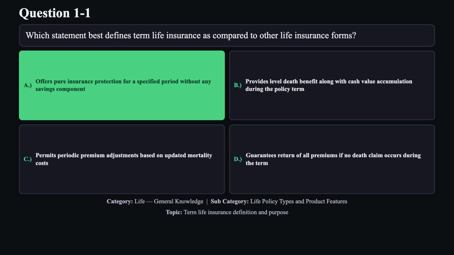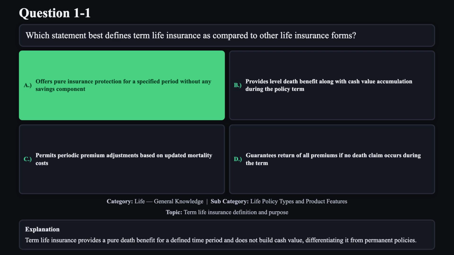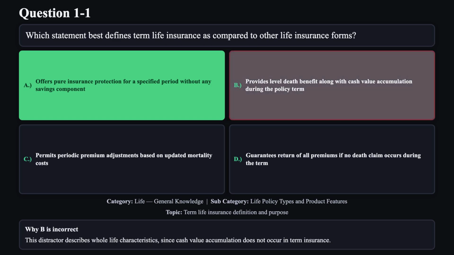The correct answer is A. Term life insurance provides a pure death benefit for a defined time period and does not build cash value, differentiating it from permanent policies. Reason B is not correct. This distractor describes whole life characteristics, since cash value accumulation does not occur in term insurance.